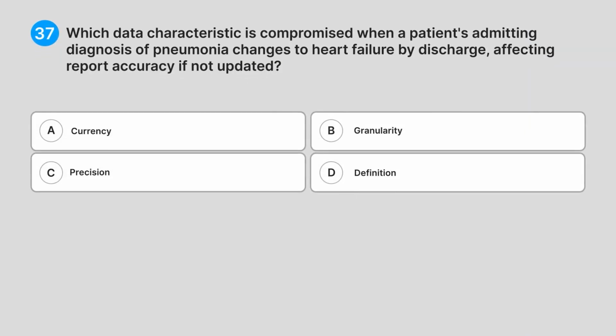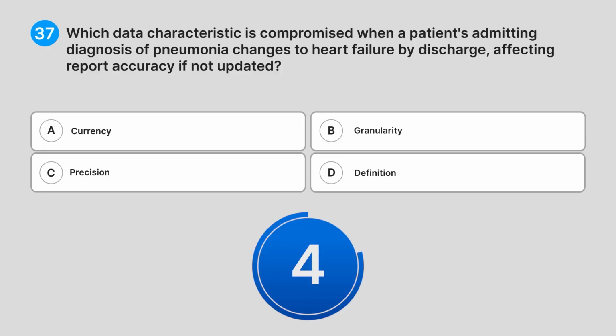37. Which data characteristic is compromised when a patient's admitting diagnosis of pneumonia changes to heart failure by discharge, affecting report accuracy if not updated? A. Currency. B. Granularity. C. Precision. D. Definition.